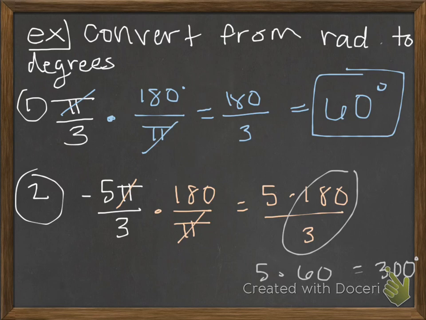So I don't care how you go about it. You could type the whole thing in a calculator, or if you do it by hand, that's an easier way to go about it. So negative 5 pi over 3, that should be a negative 300 since our original angle was negative.